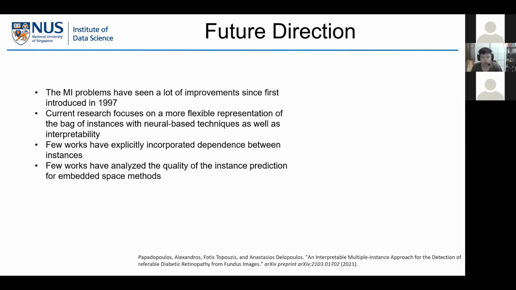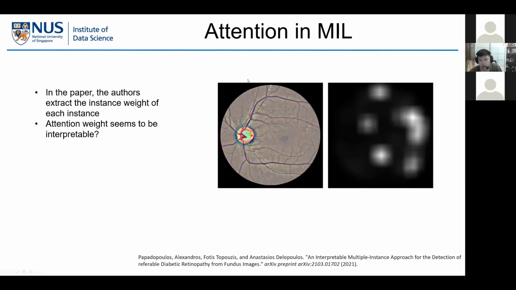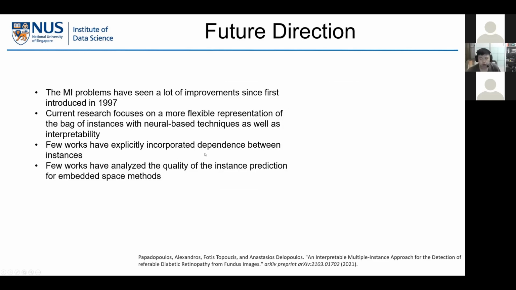So far, few works have explicitly incorporated dependence between instances. In this case, for example, the bag of instances for this task is usually the image patches, and we know they are not independent of each other, right? There are some sort of dependencies between neighboring patches, for example. And so few works have really analyzed the quality of the prediction and so on. So there are definitely still a lot of things to work on in this area.